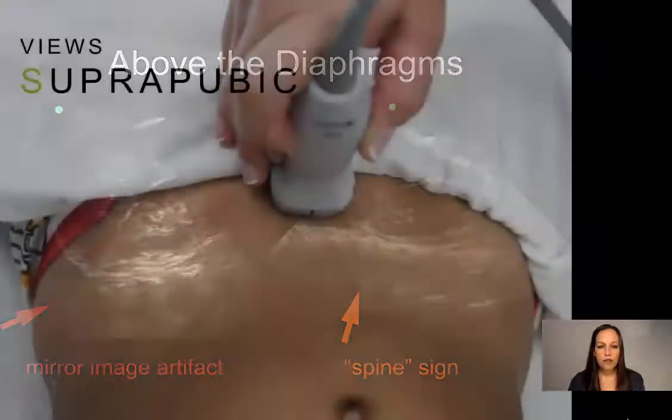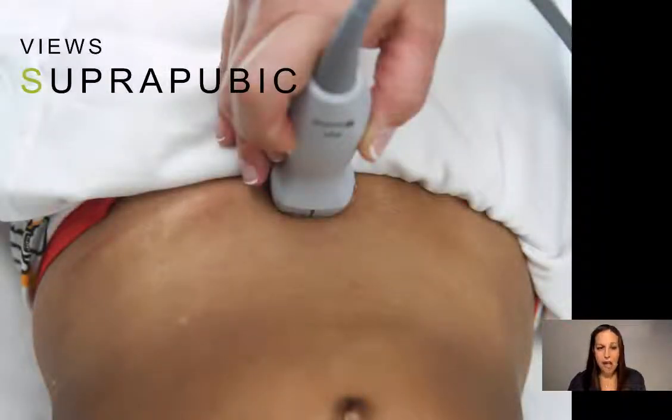We'll also do views of the left upper quadrant. Similarly, we'll look above the diaphragm to look to see if there's fluid above in the thorax, and we'll look in between the kidney and the spleen. It's particularly important on the left side to look around the spleen because fluid can be missed, and fluid is often not directly in between the spleen and the kidney because of ligaments.